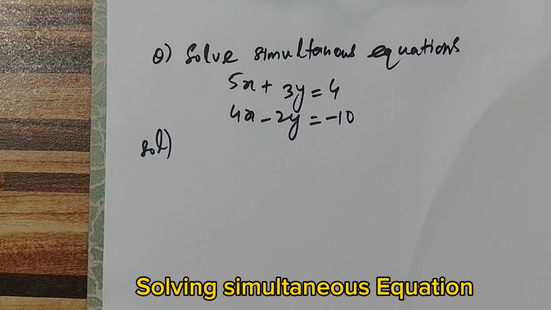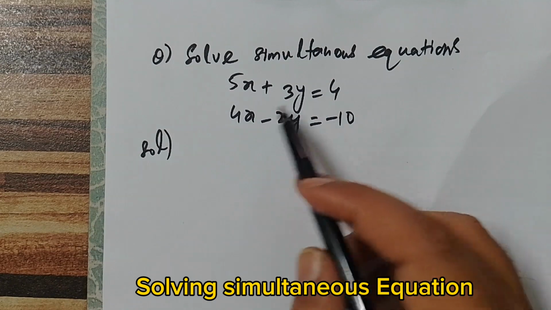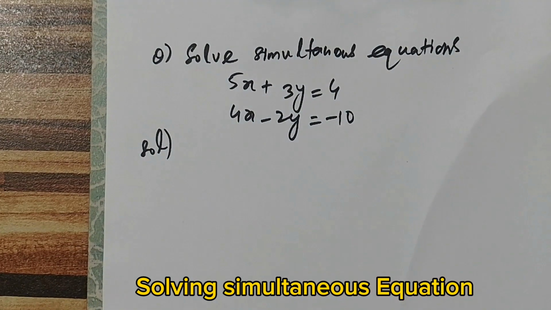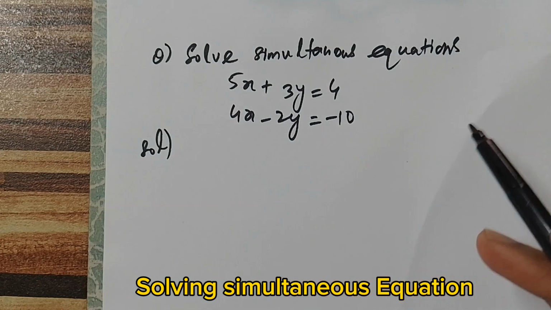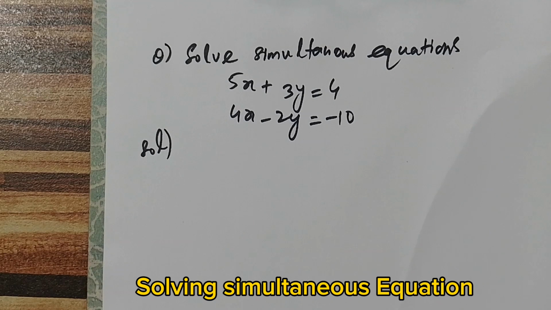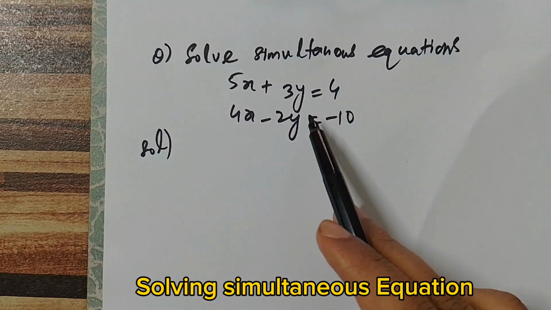The next question is about the solution of simultaneous equations. Two equations are given and we are to find the solution. In fact, these are two linear equations which are representing two straight lines, and the point where they are meeting each other is the solution set of these two equations.